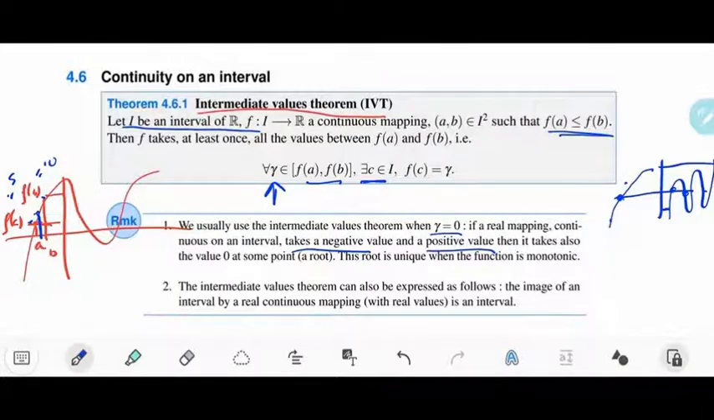Why an interval? Because an interval is a set such that if you take 2 points in this interval, any point between them is within the set. So if you take 2 points in this image, then any point between them has a pre-image, so it's in the set because it has a pre-image between A and B. So that's why we can prove mathematically that the intermediate values theorem is equivalent to saying that the image of an interval is an interval.